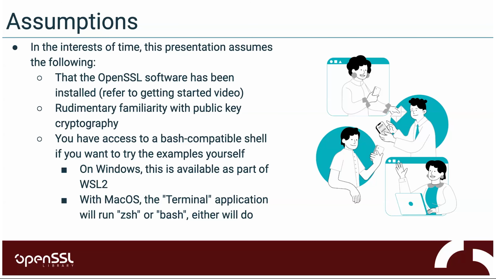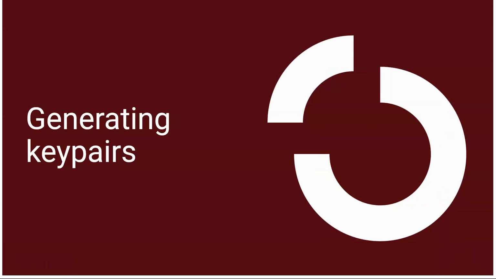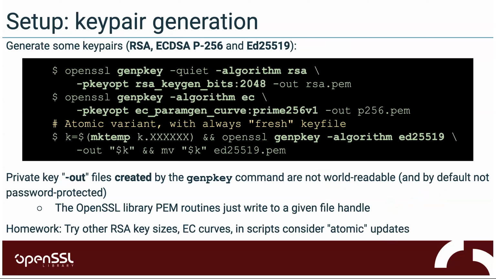On macOS, the terminal application will be fine for running the bash stuff. Linux, of course, and on Windows, you can do this as part of the Windows Subsystem for Linux too. So you shouldn't have too much trouble finding yourself a shell in which you can try the examples exactly as shown. Okay, key pairs. We can't have certificates before we have keys.